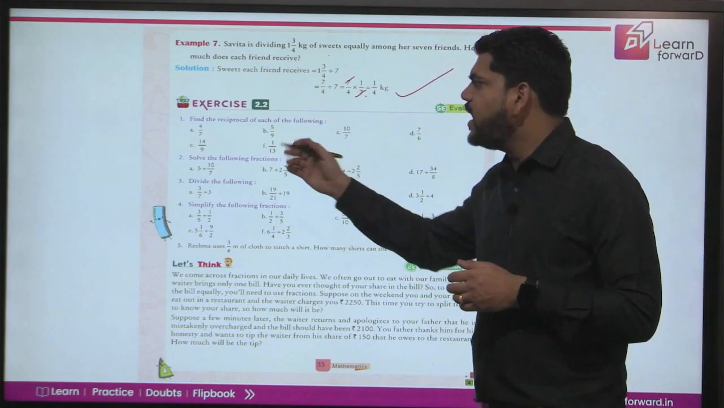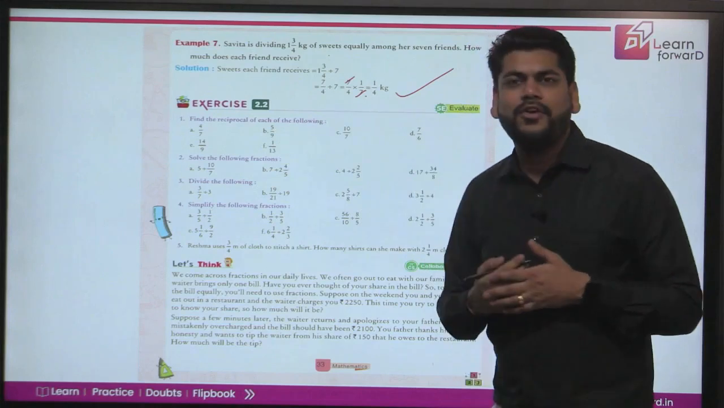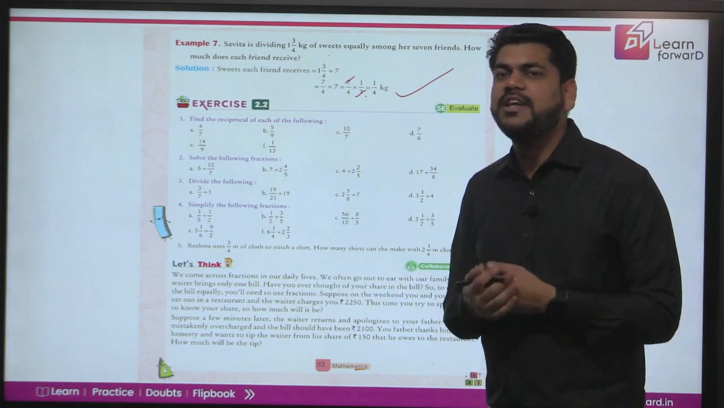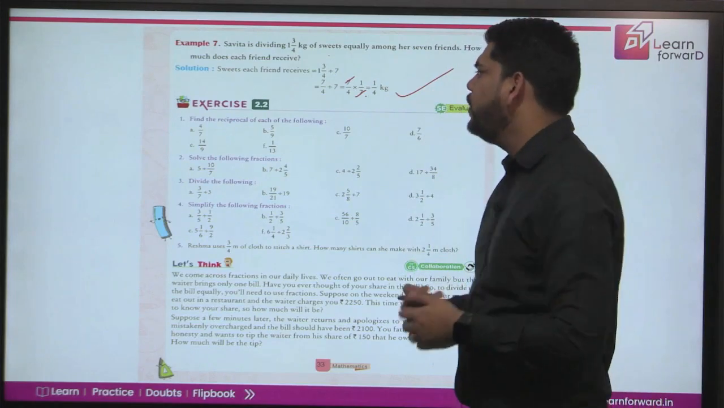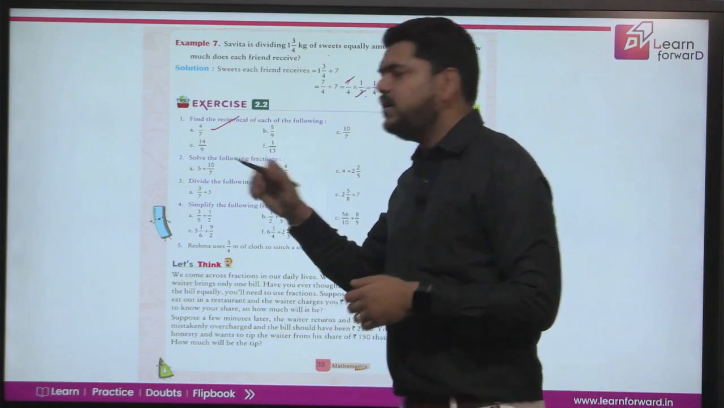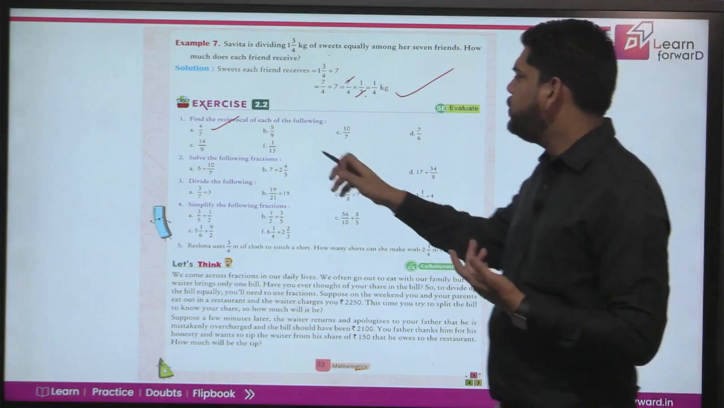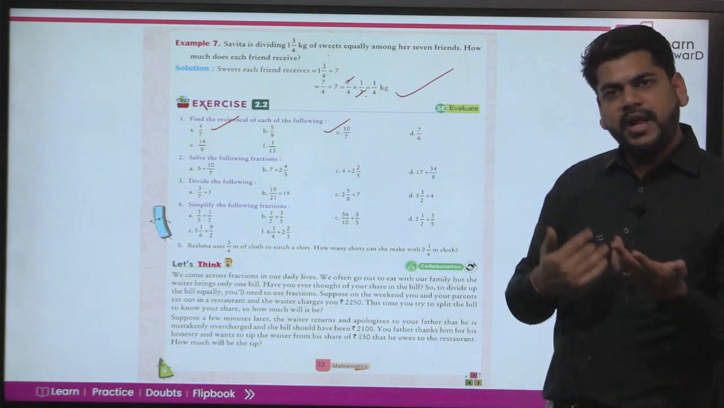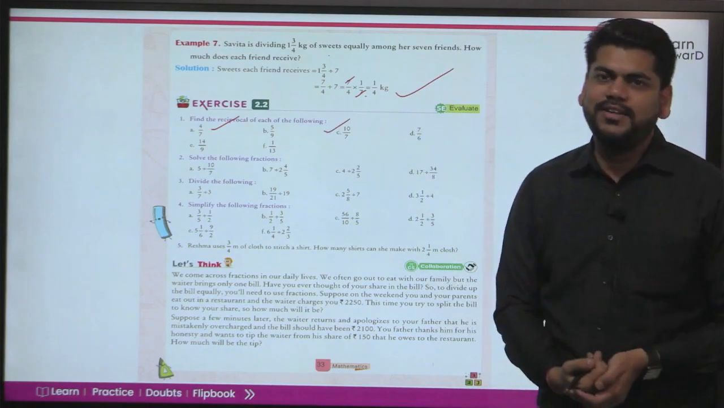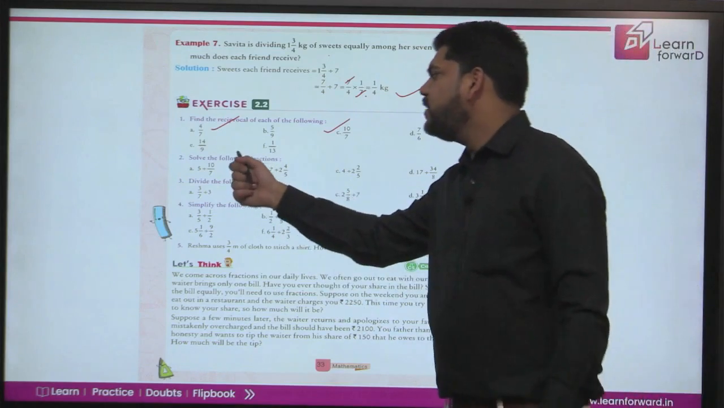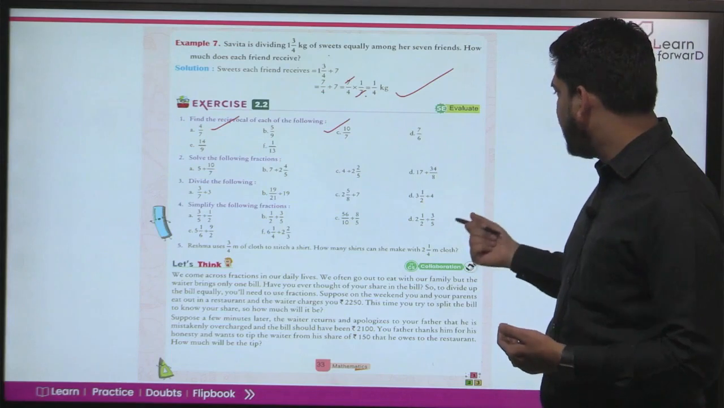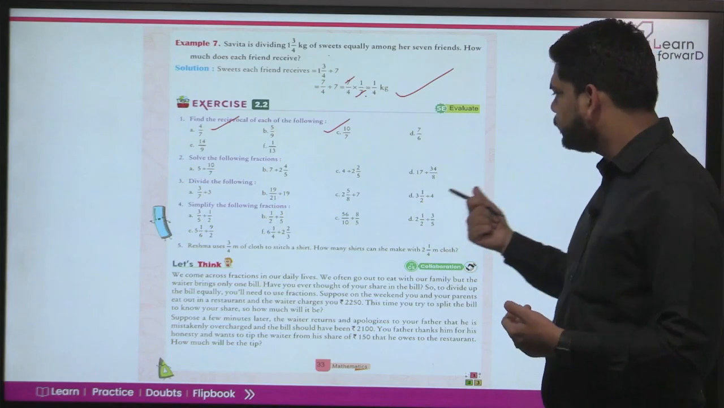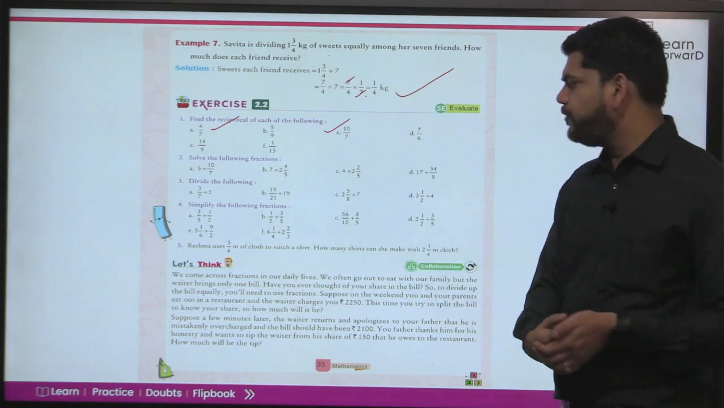Now in the exercise, find the reciprocal of each of the following. Again, we have already done what is reciprocal, interchanging the numerator and denominator. So the reciprocal of this will be 7 upon 4. Reciprocal of this will be 7 upon 10. Likewise, you can do these other questions. Second, solve the following. These are the concepts we have already covered. 2, 3 and 4 you all can do it. Fifth one. Let us read fifth one.